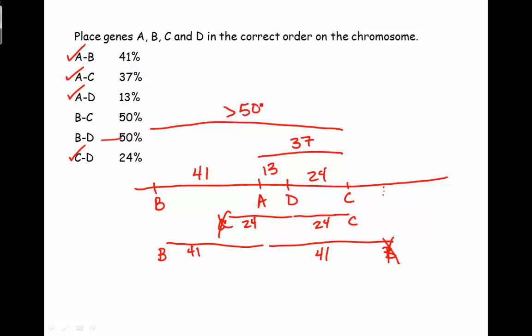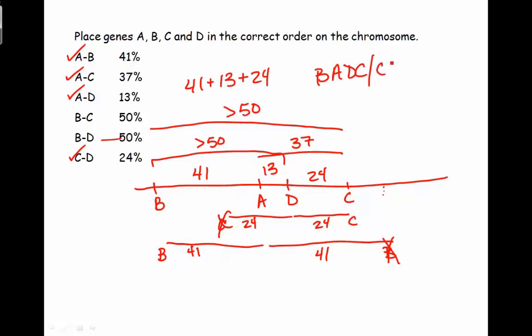We can actually come up with the actual distance if we add together the 41 plus the 13 plus the 24 there. That would give us the actual map units between them. If we look at B and D, we can simply double check here, make sure that between B and D we do end up with greater than 50, and we do. So the correct answer for this one would be B, A, D, C, or C, D, A, B, however you want to write it.